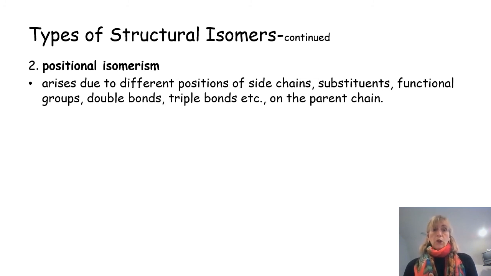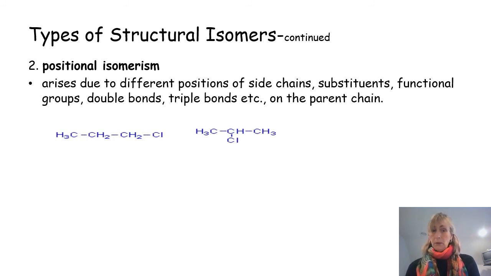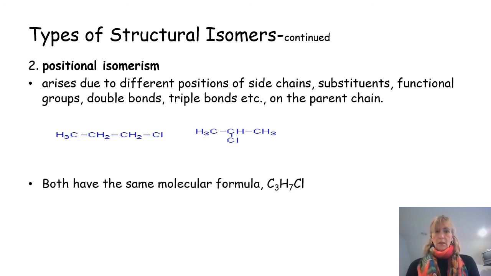Positional isomers arise due to different positions of a substituent, a side chain, a branch, or a functional group, or a double bond, or a triple bond on the parent chain. Example, let's look at these two chloroalkanes. We notice that both of these have the same molecular formula, C3H7Cl, but they're not the same compound, right?